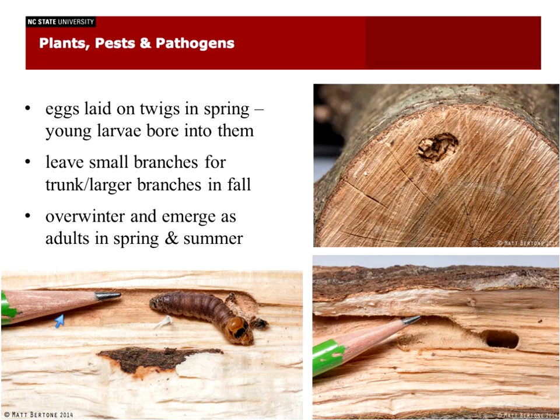So you can see here the size reference. Here's a pencil. So they're not a small caterpillar. They're about an inch long, and they make fairly large tunnels. Now, luckily, they burrow pretty quickly into the heartwood, so they're not going to be affecting the vascular system very much. But as you'll see, they may cause some troubles.